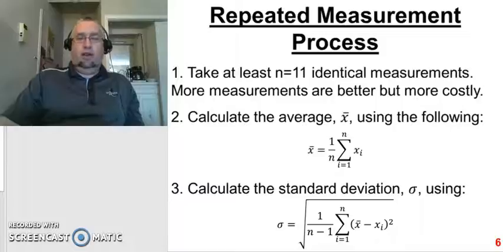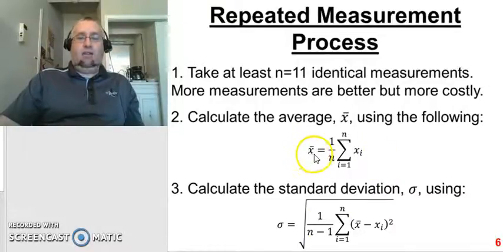So you now have your statistically meaningful number of measurements, your 11 measurements. Again, more measurements is better, but of course more costly. And you then take those 11 measurements and you run them through this averaging equation to determine an average value for those measurements. And I will give you an example both of the averaging equation and this following standard deviation equation in the course, so you can see how this is done.